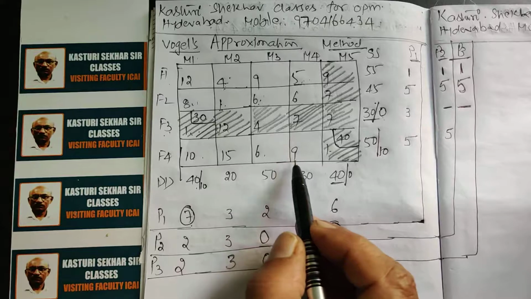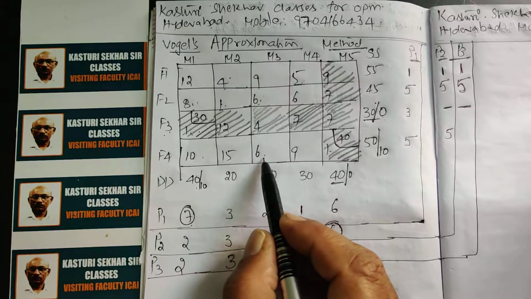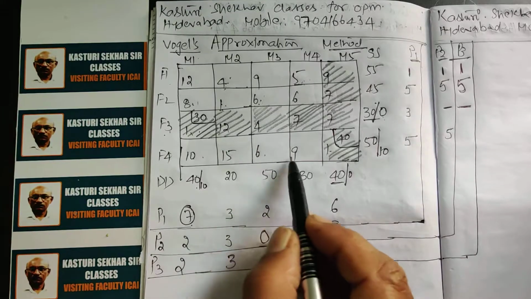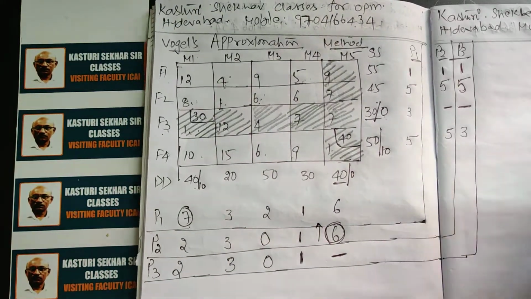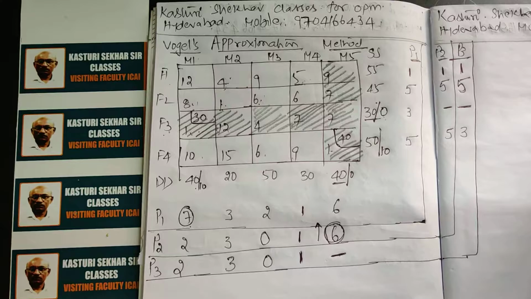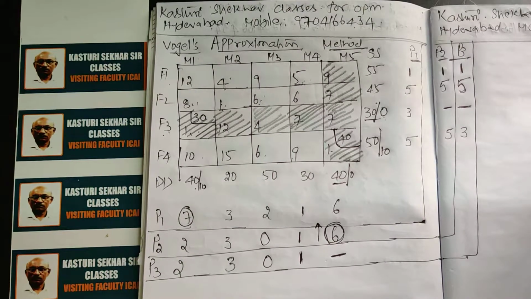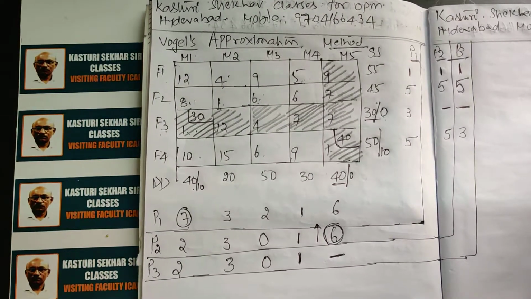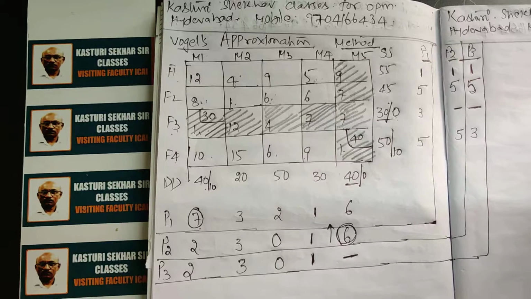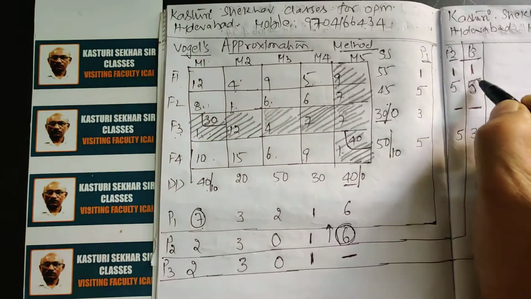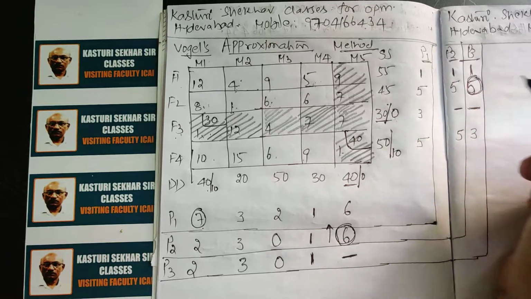Go to the fourth row. Lowest value is 6 rupees. Second lowest is 9 rupees. Difference of this is 3. This way, third time penalties are calculated. After calculation of penalties are over, identify the highest penalty. 5 rupees is the highest penalty.